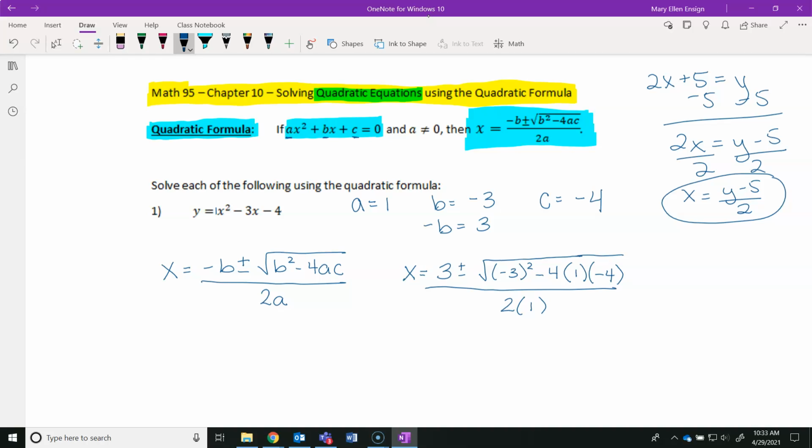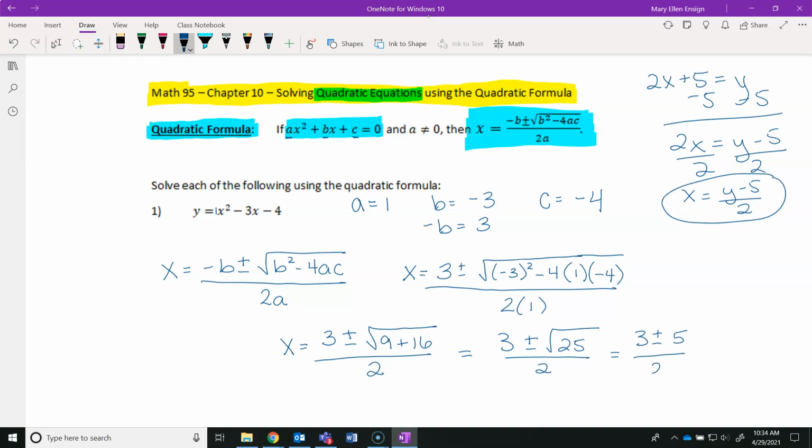Okay, so now we're going to clean this up a little bit, right? We're going to simplify things. So we'll get 3, can't do anything with that yet. We can simplify in the square root. So negative 3 squared is going to be 9. Negative 4 times 1 times negative 4 is positive 16. And then on the bottom we have 2. And then let's keep going, simplifying under the square root. 9 plus 16 is 25. Now, we don't always get a perfect square here, okay? I'll talk about that in a second. But in this case, we did. So 3 plus and minus the square root of 25 is 5.